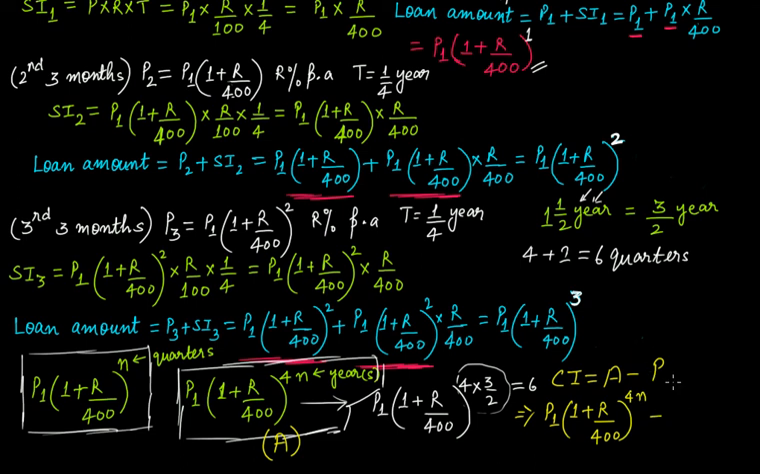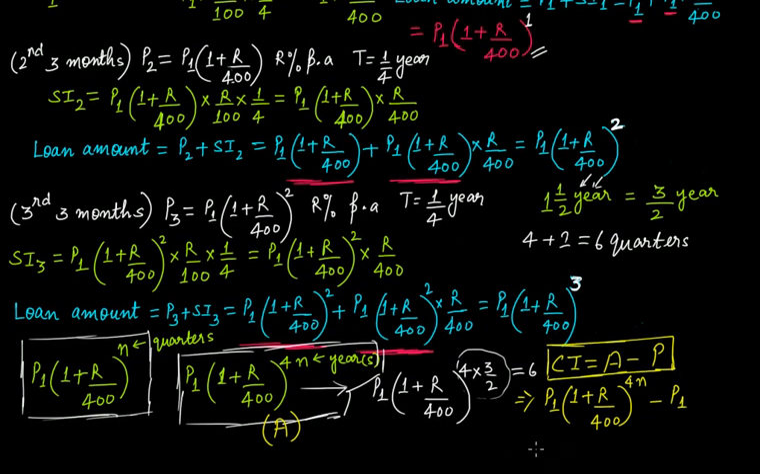Actually we have taken a value. This is when we talk generally, that compound interest is equal to amount minus principal. So here it is P1. Now in this case the P1 is common, so P1, and from here you get (1 + R/400) to the power 4n minus 1, right? So this is the formula for compound interest. Again, if you know this formula, then you can easily calculate it.